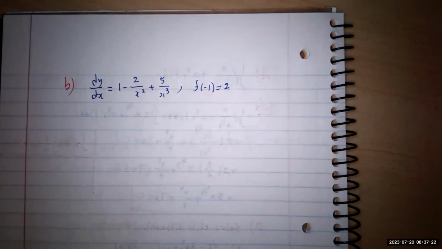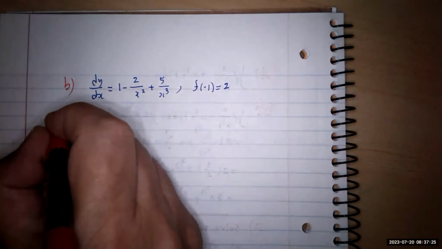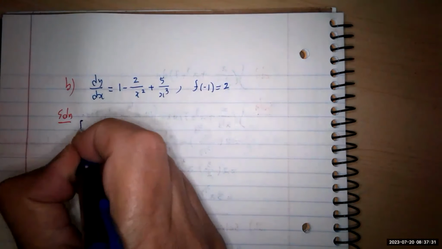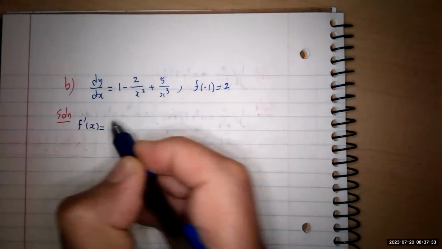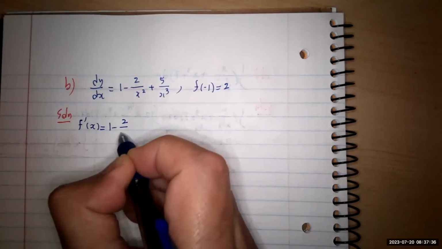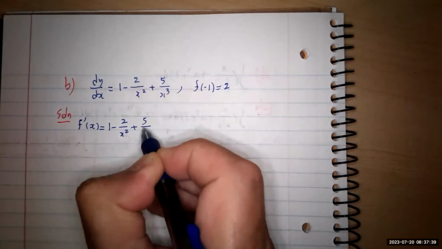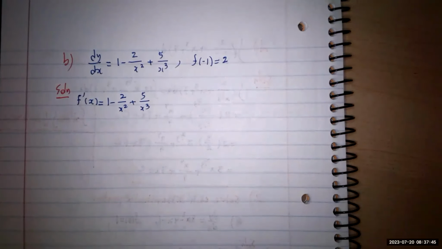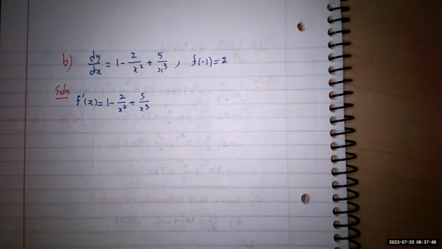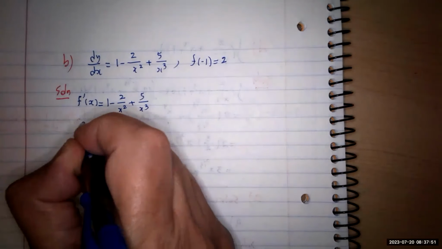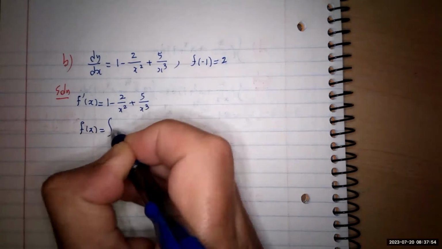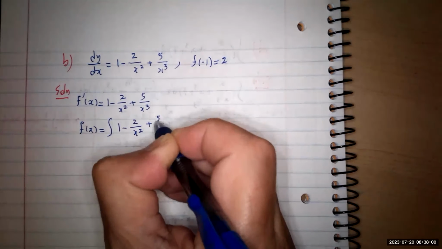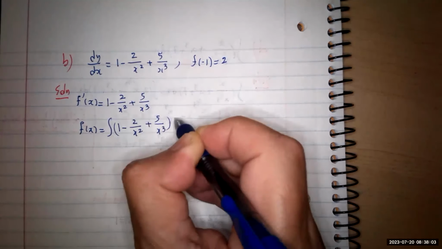Okay, so solution, we go with the f prime. So that would be f prime of x, which is equal to what? 1 minus 2 over x squared plus 5 over x cubed. That's the f prime, so f prime is given to you. You want to find f, its antiderivative. You have to find the antiderivative or indefinite integral. So f of x would be just the integral of 1 minus 2 over x squared plus 5 over x cubed dx.